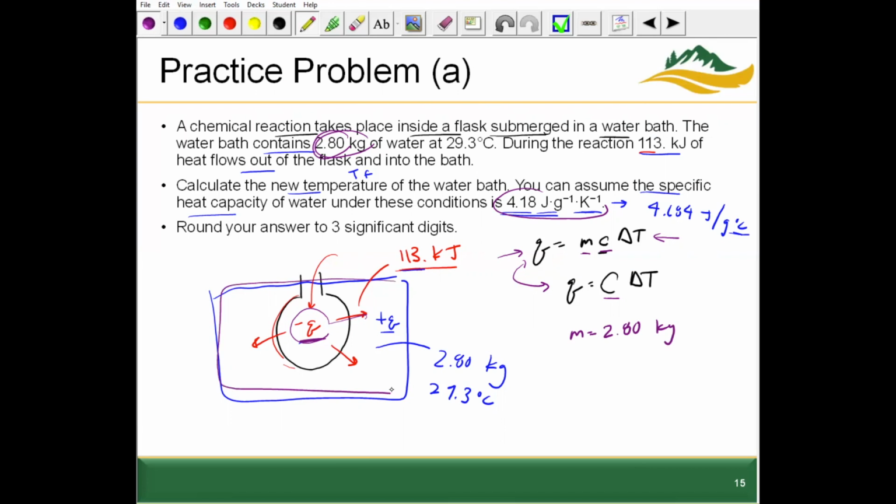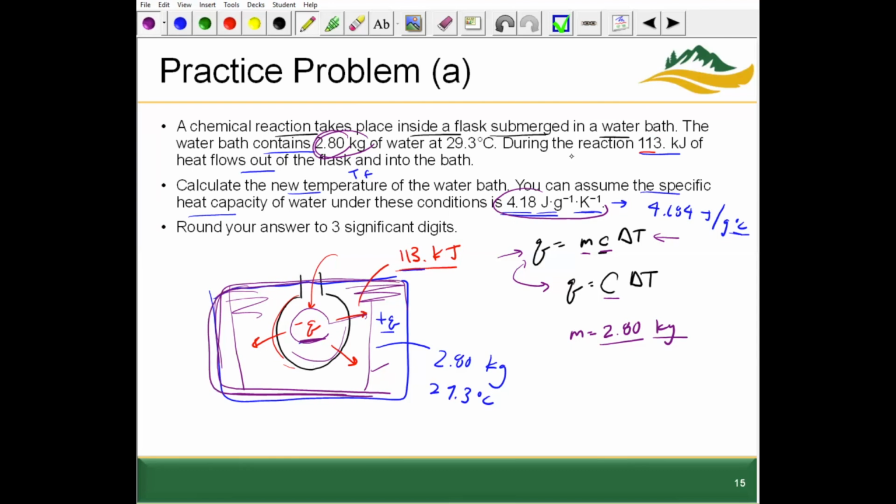Why does mass matter? Well, if we have more water around this reaction vessel or hot vessel, more water means that the temperature of the water will not heat up as much, right? If there's more water to heat up, that final temperature won't be as high. If there's less water, then all that water surrounding the hot vessel is going to heat up faster relative to if there was more water. Here we have 2.80 kilograms of water that surround this hot vessel.